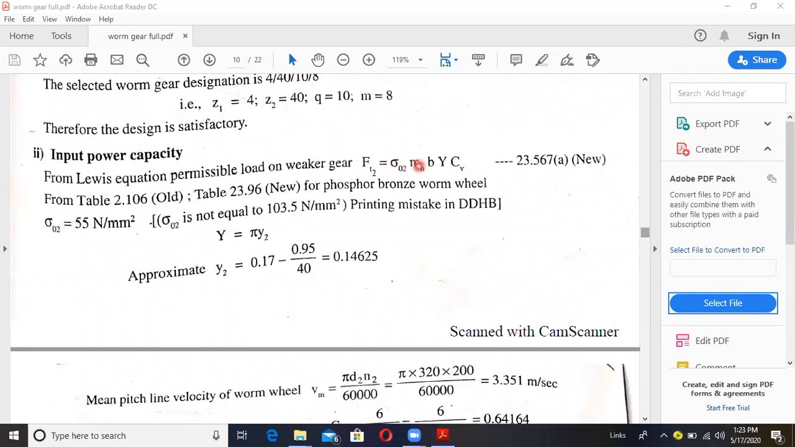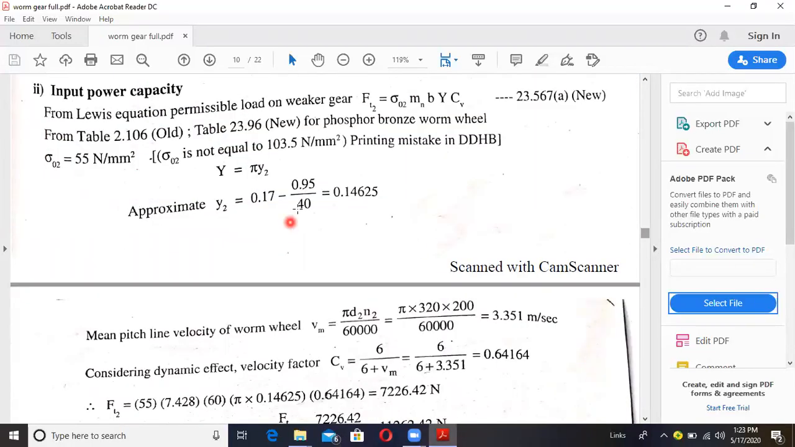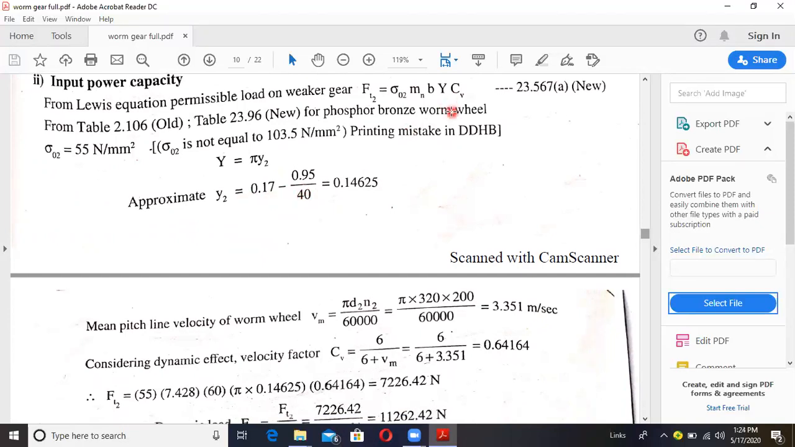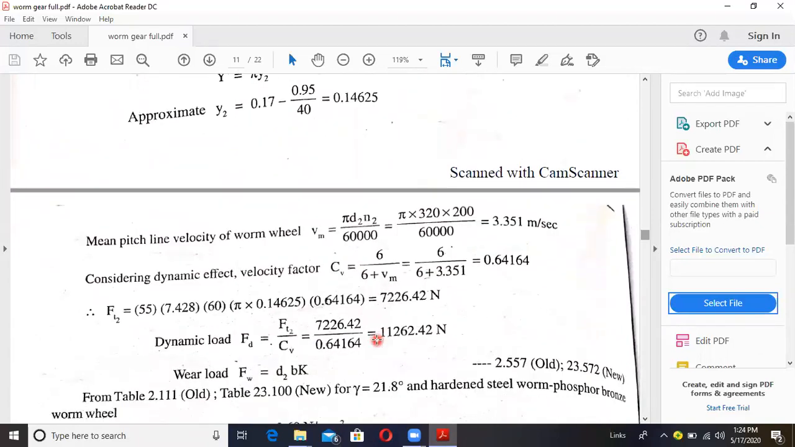Next, Mn. Already you have calculated Mn. Next, we have to calculate B, capital Y and CV. So capital Y is equal to pi into Y2. So Y2 is the formula; based upon the alpha, we are going to take the formula of Y2. So substituting Z2, then we will get Y2. Next, to calculate CV, the CV formula is equal to 6 by 6 plus Vm. So before calculating CV, we have to calculate Vm. Vm is equal to pi d2 N2 divided by 60,000. So calculate Vm, substitute here, calculate CV.